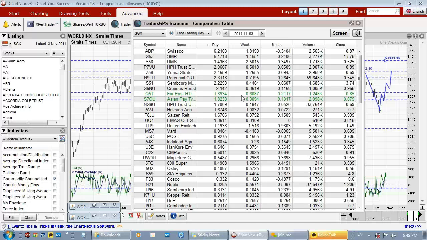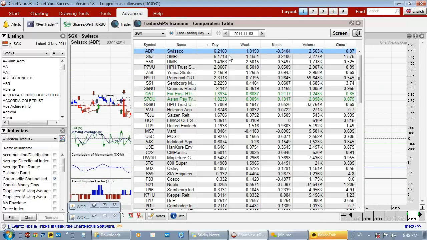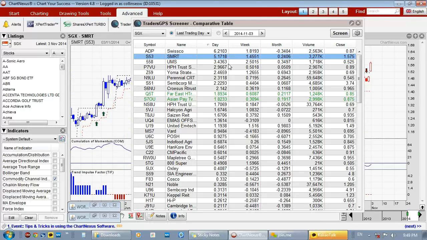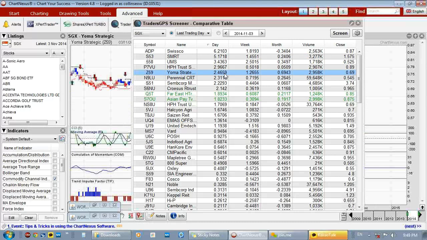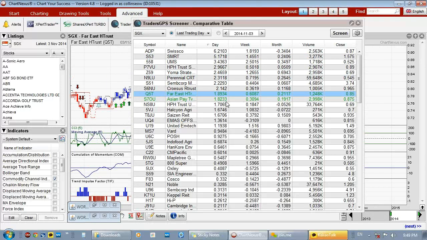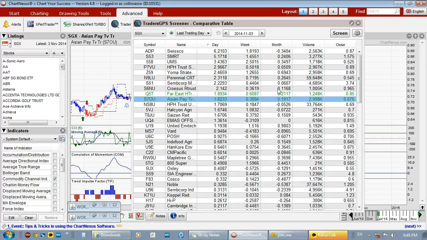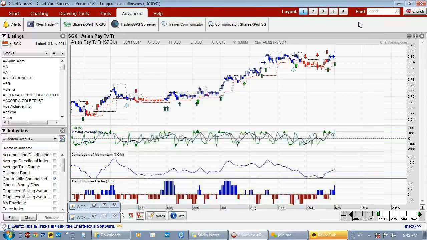So we will have Cisco, SMRT. Let's look at a few. UMS, Yoma. And then we look at a few with the green color. Those with green color means that they have arrows, they have a buy signal today. So let's look at the first one.